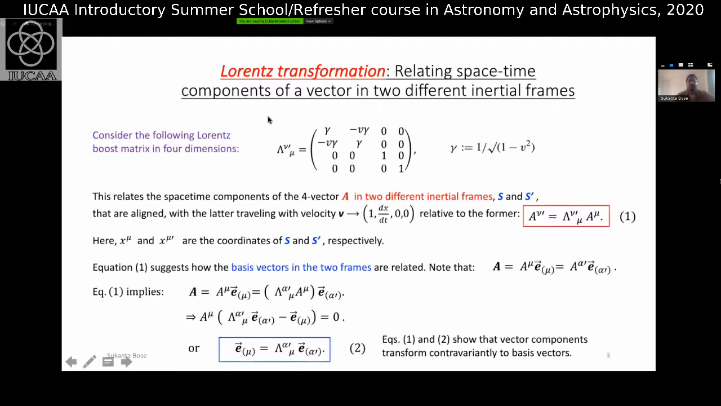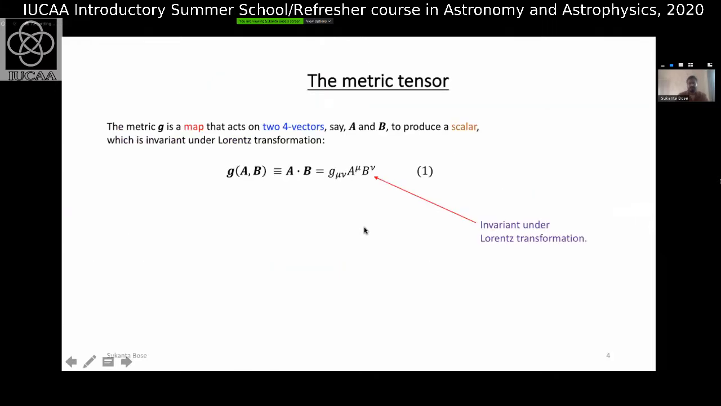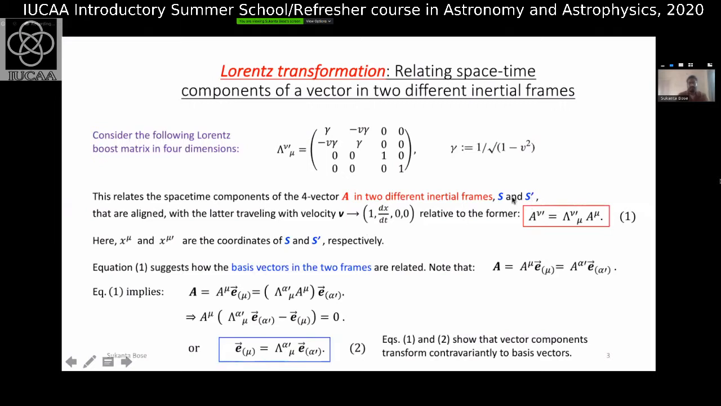So to show the relation between the two frames, and for example the components of our vector A and also the basis vectors, I choose this coordinate transformation, which is the Lorentz transformation, which you have seen in special relativity. And this Lorentz transformation is determined by one parameter, which is the relative velocity vector v of S prime with respect to the frame S.